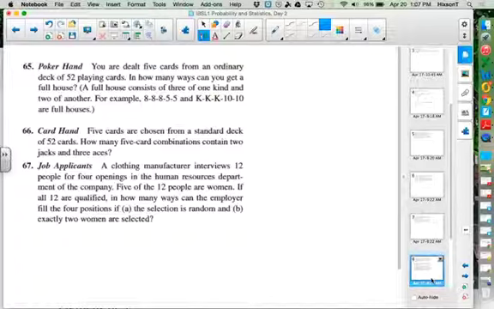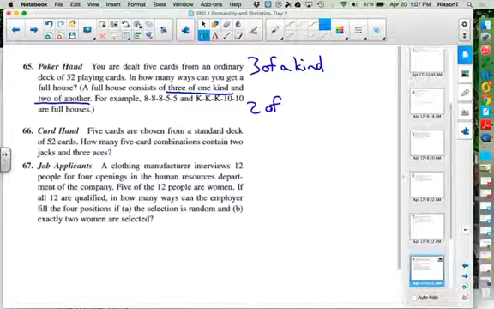A full house consists of 3 of one kind. So 3 3s, 3 8s, 3 kings, 3 10s, 3 of something, combined with 2 of something else, 2 of another. Now, one key here is that they've got to be different, especially since you only have 4 of every type of card. You can't have 3 of a kind and then 2 of the same card. That would be 5. So 2 of a different card.